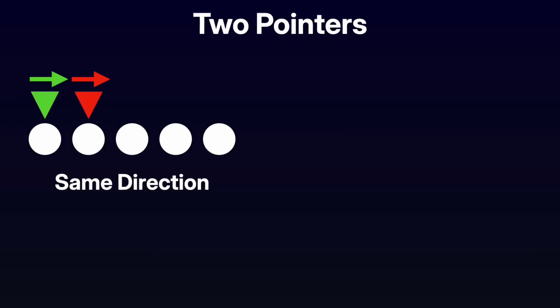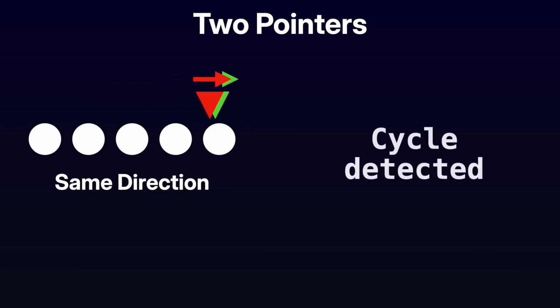A common use case is the fast and slow pointer approach for detecting cycles in linked lists or for finding the middle of a list. The slow pointer moves 1 step at a time, while the fast pointer moves 2 steps. This allows you to efficiently check for cycles or find key elements without retraversing the structure.